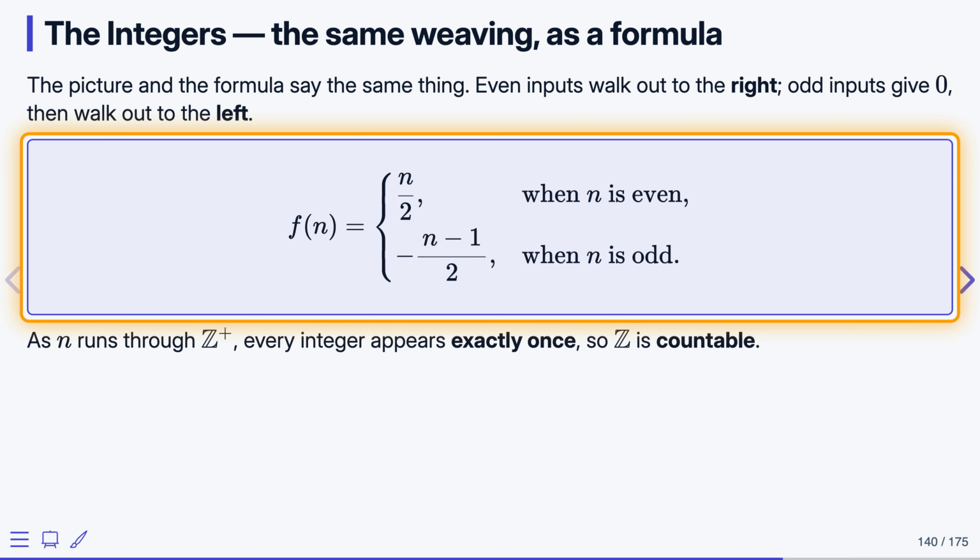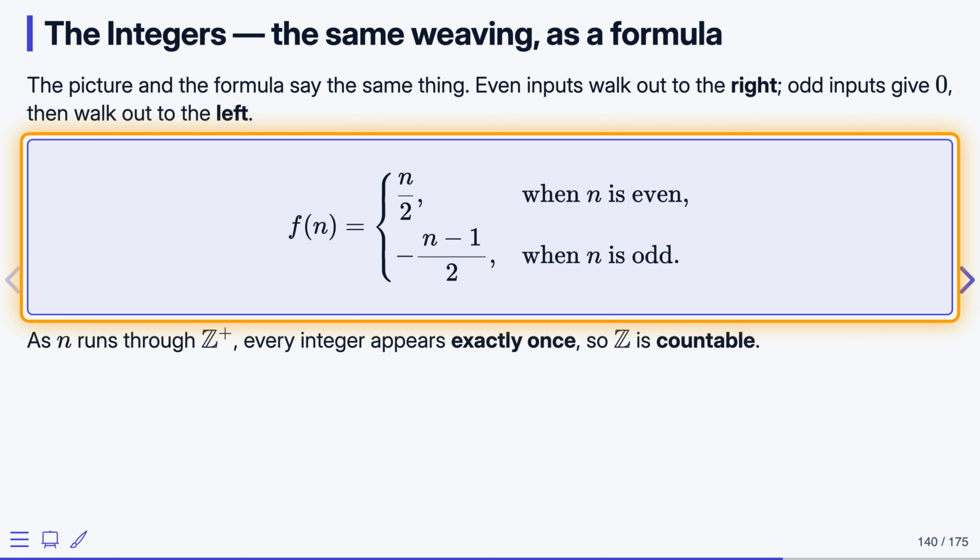This is the same weaving rule, written as a formula instead of a picture. The inputs n are the counting numbers 1, 2, 3, and so on. Read the two cases. When n is even, f(n) is n divided by 2. Having an even number gives a whole number, so n equals 2 gives 1, n equals 4 gives 2, and n equals 6 gives 3. The even inputs walk out to the right.